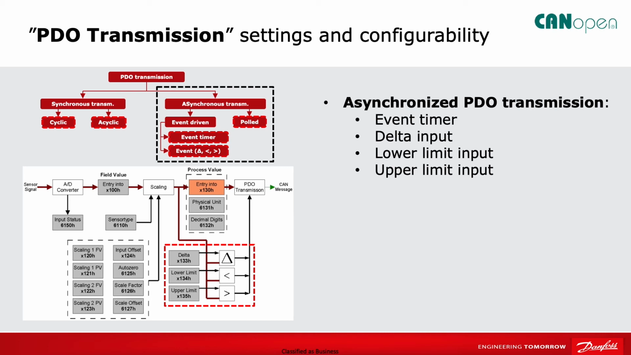Then we have lower limit and upper limit. This is basically the same, looking at the measurement value. If the signal changes and goes below the lower level, it will transmit a PDO. If the signal changes and goes higher than the upper level, it will transmit a PDO. All the details concerning how to configure and set up the PDO transmission can be found in the operation guide.